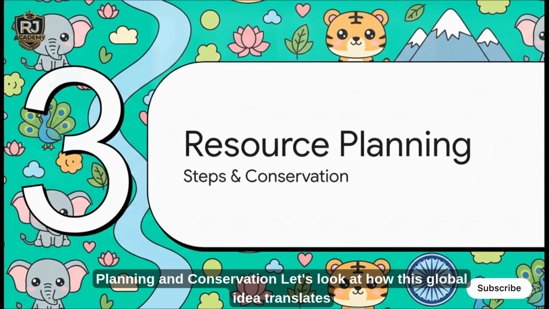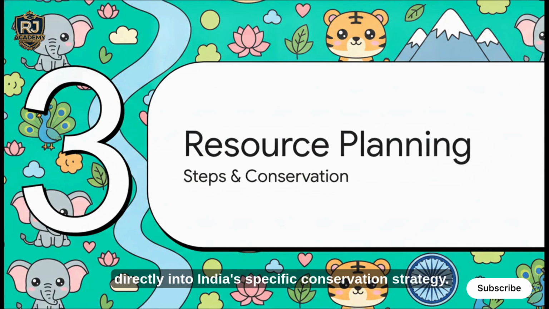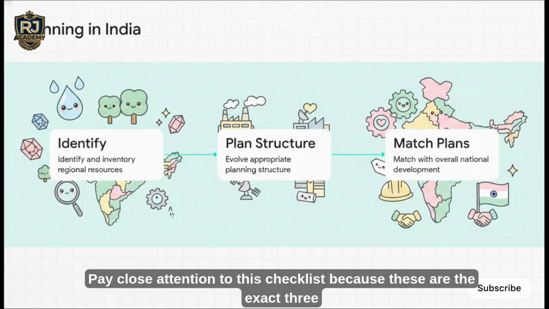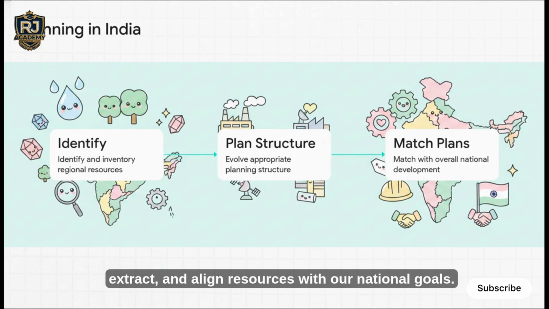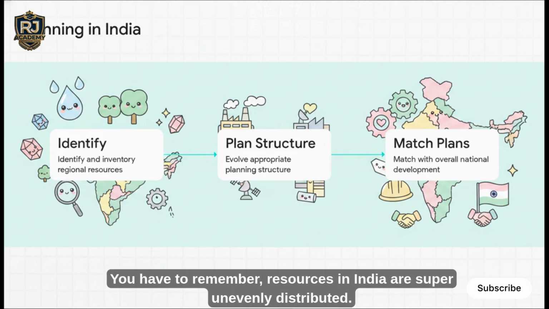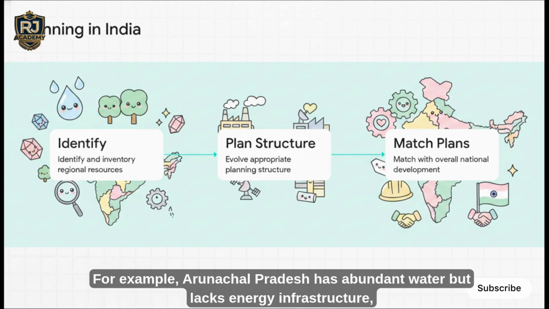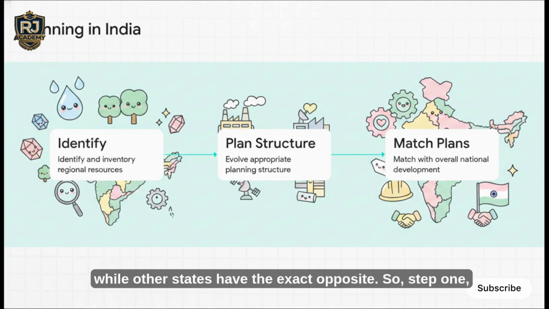Section 3. Planning and conservation. Let's look at how this global idea translates directly into India's specific conservation strategy. Pay close attention to this checklist because these are the exact 3 steps India uses to survey, extract, and align resources with our national goals. You have to remember, resources in India are super unevenly distributed. For example, Arunachal Pradesh has abundant water but lacks energy infrastructure, while other states have the exact opposite.